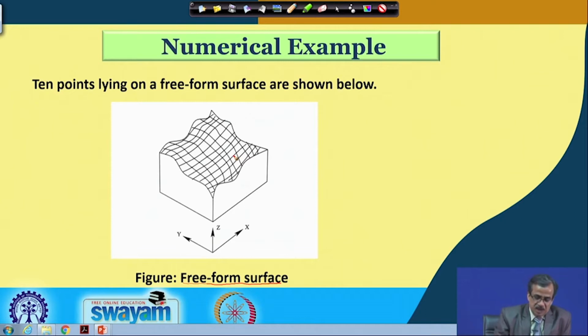If you see this particular surface, the nature of the surface is something like this. Say I have got the 3 dimensions, x, y and z, and the nature of the surface is something like this. Here, if you see, we have this type of undulations. There are a large number of undulations here, and we will have to do the machining just to generate the free form surface.